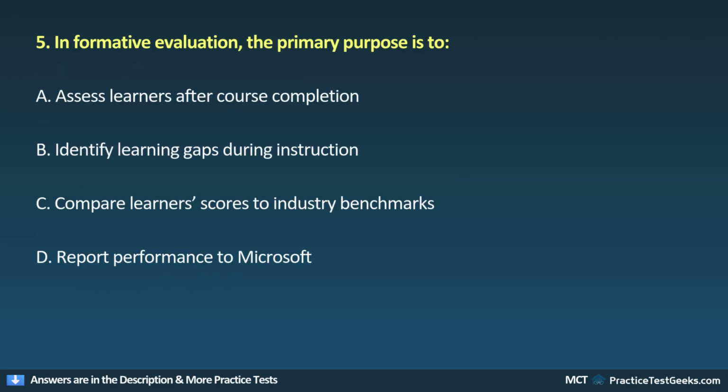5. Informative evaluation. The primary purpose is to: A. Assess learners after course completion. B. Identify learning gaps during instruction. C. Compare learners' scores to industry benchmarks. D. Report performance to Microsoft.